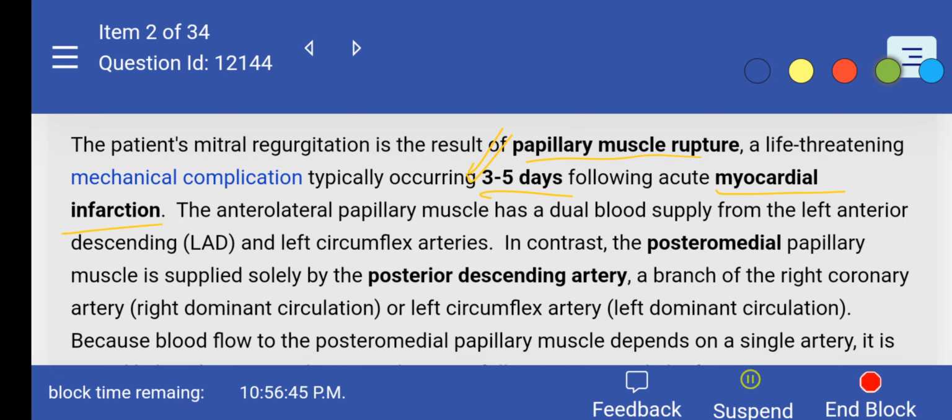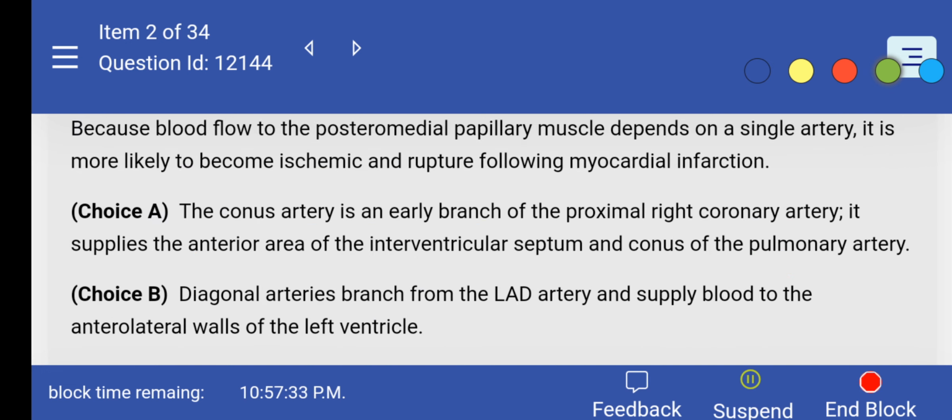The anterolateral papillary muscle has a dual blood supply from the left anterior descending artery, that is LAD, and the left circumflex artery. So this is for the anterolateral papillary muscle. In contrast, the posterior medial papillary muscle is supplied solely by the PDA, that is the posterior descending artery, a branch of the right coronary artery, that is right dominant circulation. If it is from the left circumflex artery, that would be called left dominant circulation. Because blood flow to the posterior medial papillary muscle depends on a single artery, it is more likely to become ischemic and rupture following myocardial infarction.